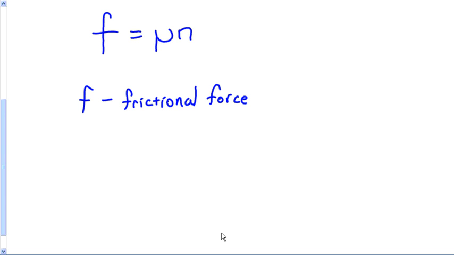Since this is a force, what does that mean the unit's going to be? Well, I just heard Spence say it. It's a Newton. There you go.